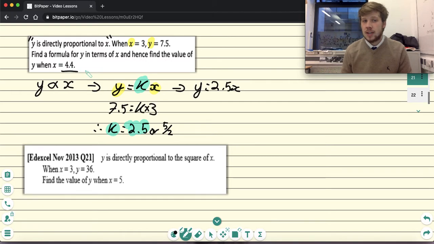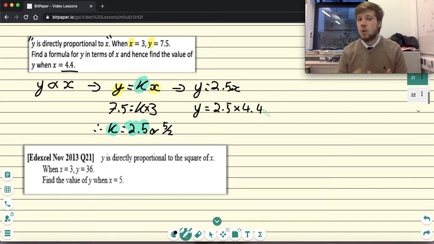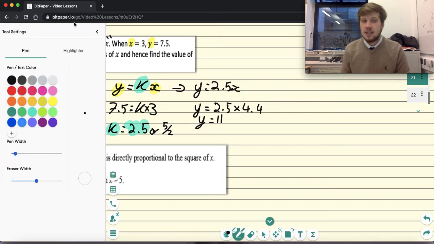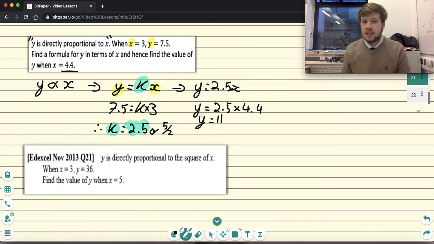So when I'm told x is 4.4, I can say y equals 2.5 multiplied by 4.4. I can work that out. 8.8 add 2.2 is going to be 11. So y would be equal to 11. And that would be the end of the question. I found a formula for y in terms of x. I found that in this scenario here. This is my formula for y with x, and I've substituted in 4.4 and I've got my value for y.